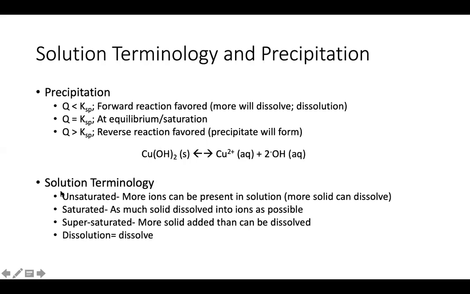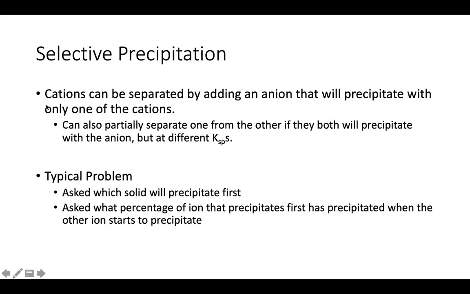Okay, and just some general terminology. Unsaturated means that more solid can be dissolved. Saturated means that as much solid is dissolved as it possibly can. And supersaturated means that basically too much solid is added. As much as can split into ions will, but there's just too much solid, so some excess will accumulate on the bottom. And dissolution equals dissolve.